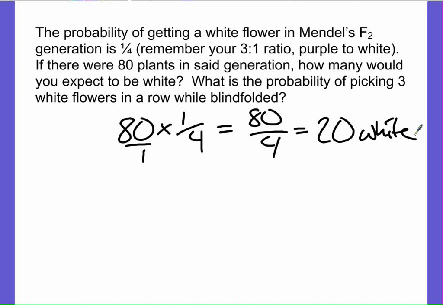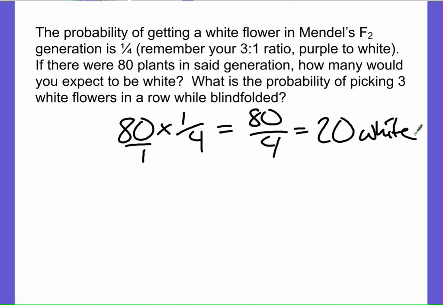Now that being said, 20 of them, more or less, will probably have white flowers, but it could actually be 23 of them. It could be 16 of them, but it's probably going to be somewhere close to that 20. That's what a probability gives you, right? I can say probably 20 of them are going to be white.